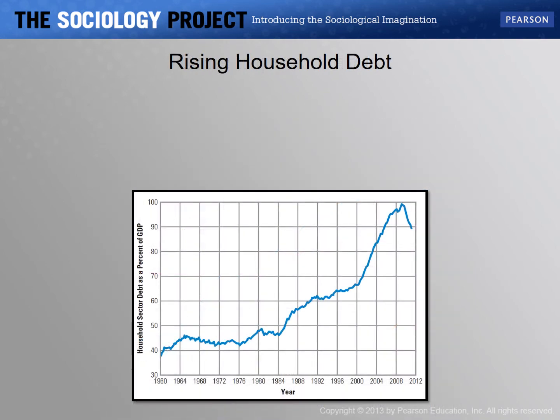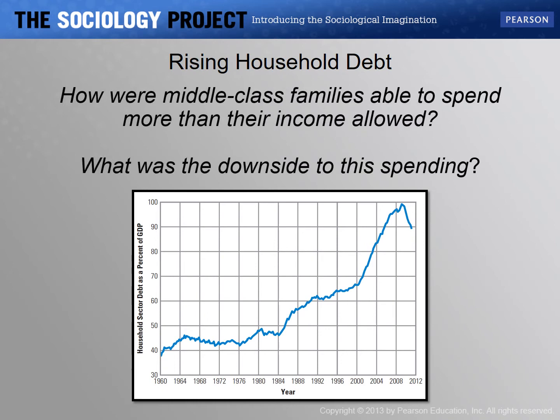But along with owning things, there's also increases in household debt. So in the 1960s, the average household debt was just under 40% of the GDP. By 2008, it was nearly 100%. So it's a good thing people are spending, but they're also racking up debt.